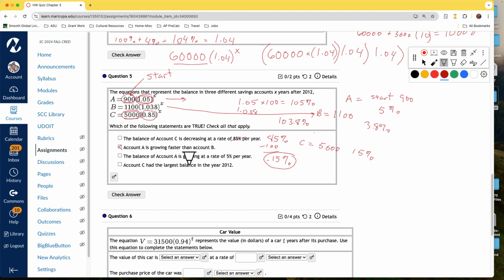The balance of account A is growing at a rate of 5% per year. Yes, it is. It's not 105% per year. The growth is only the 5%.